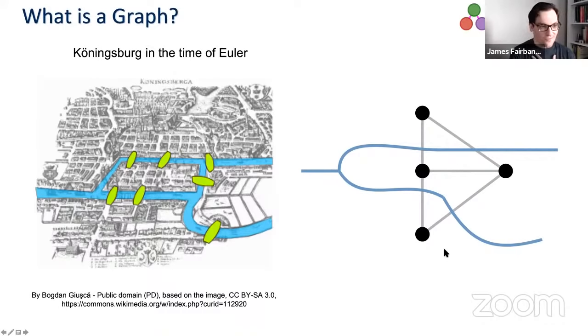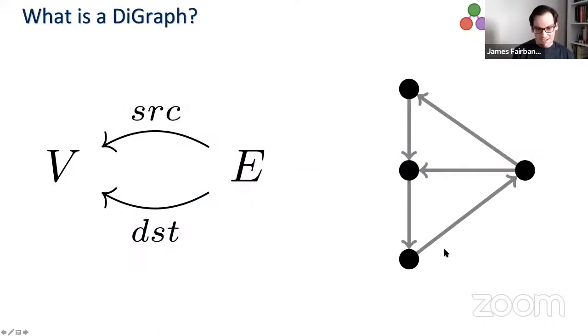Okay. What is a graph? It's exactly characterized by this. You have a set of vertices, V, and a set of edges, E, and two functions from the edge set into the vertex set. So every edge has a source vertex, and every edge has a destination vertex. And we can draw these as directed graphs, where vertices are shown with black dots, and edges are shown with gray arrows. And in a directed graph, the edges have an orientation. There's a source vertex and a destination vertex.